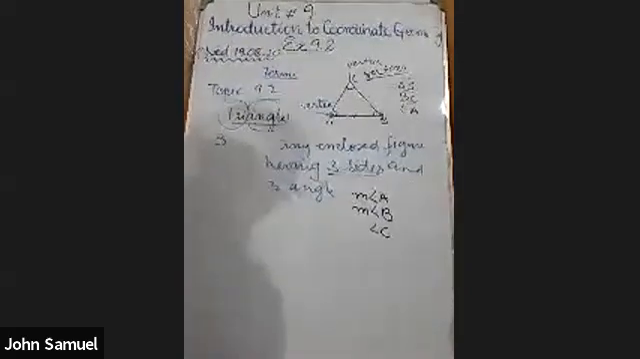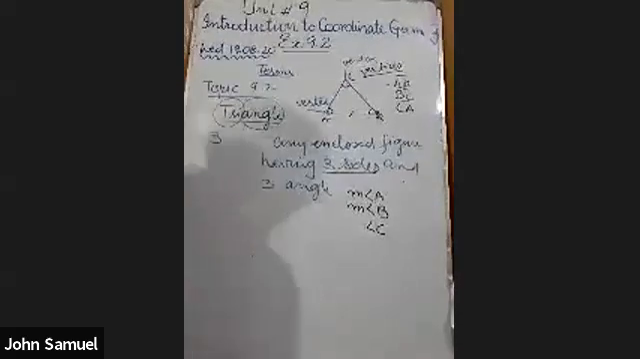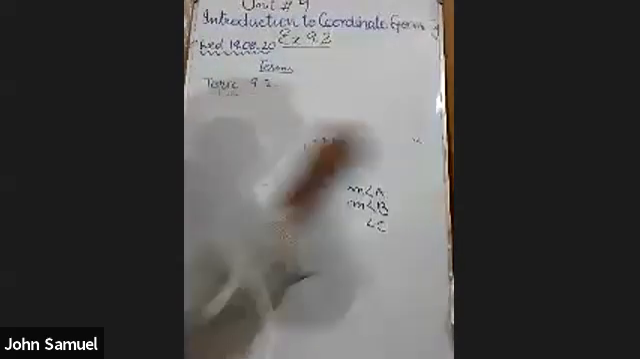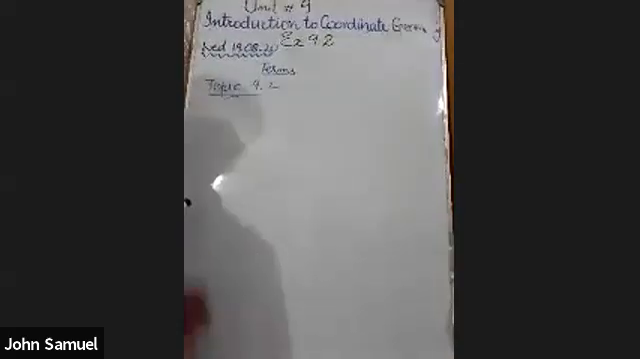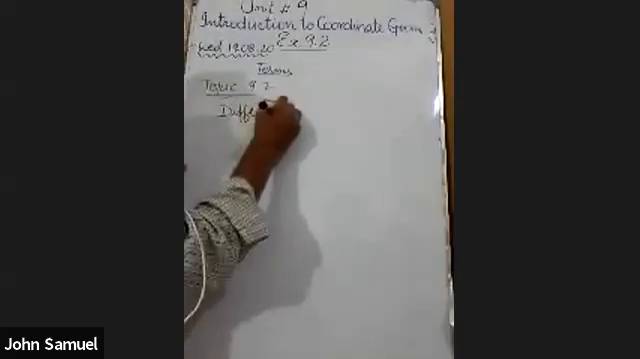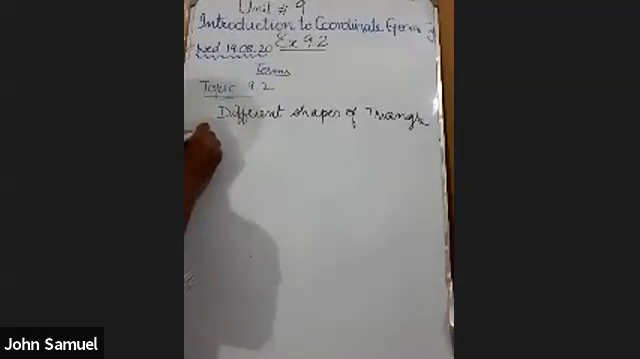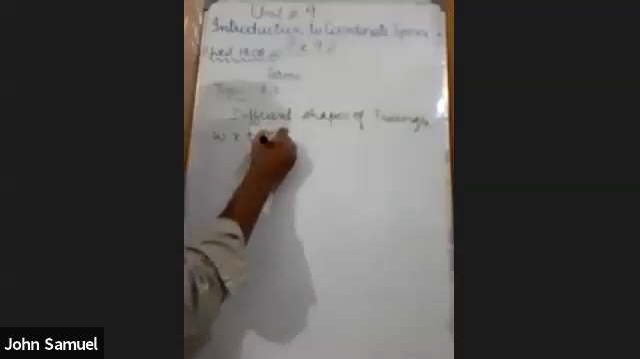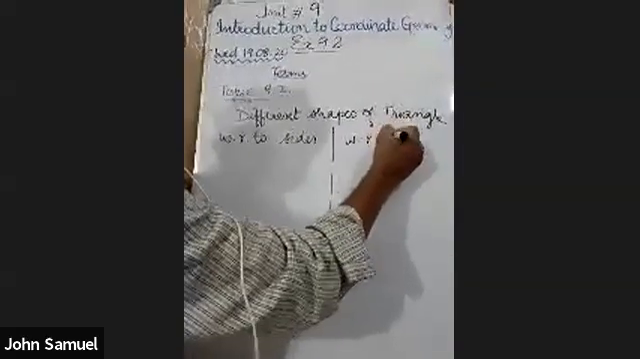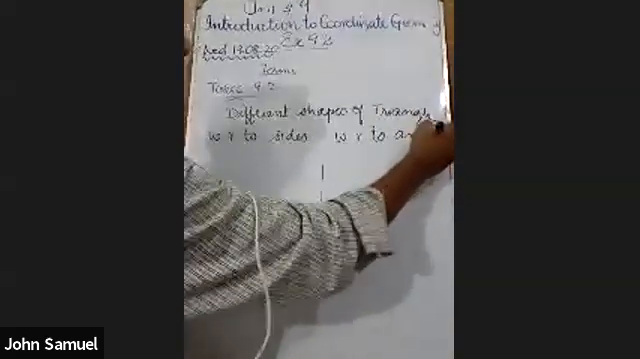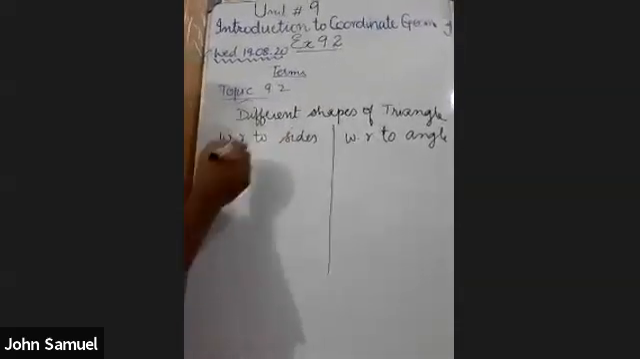Now I will teach you about 9.2.3, the different shapes of triangle. Let us discuss the different shapes of triangle. Here we can learn different shapes with respect to sides, and we can also do it with respect to angles.